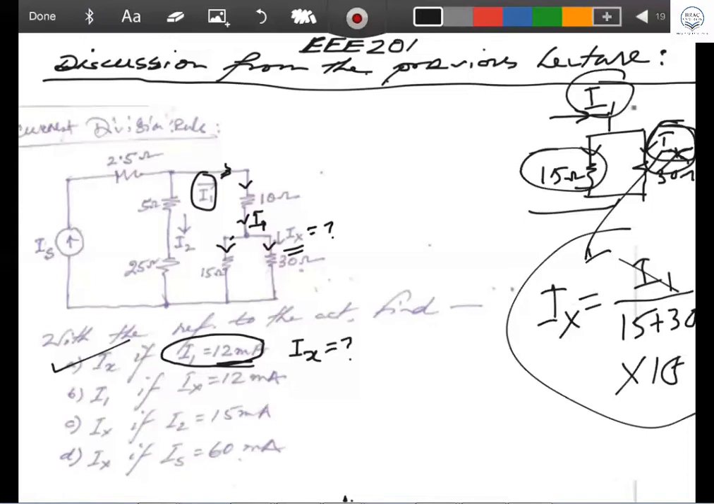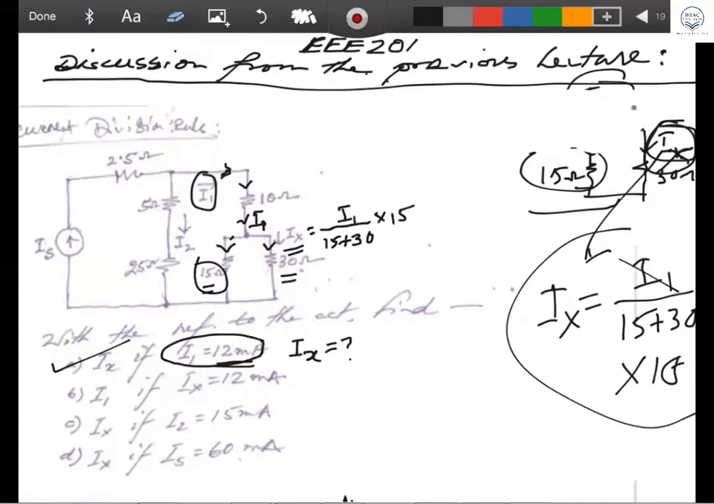The Ix equation is here. The total current is I1. I1 is entering through this into this network, divided by the summation of two resistors. One is R1, one is R2, R1 plus R2, which is 30 plus 15, or 15 plus 30, whatever you write, into the opposite resistor, which is 15 ohm. So if you go with this, the equation comes like that.